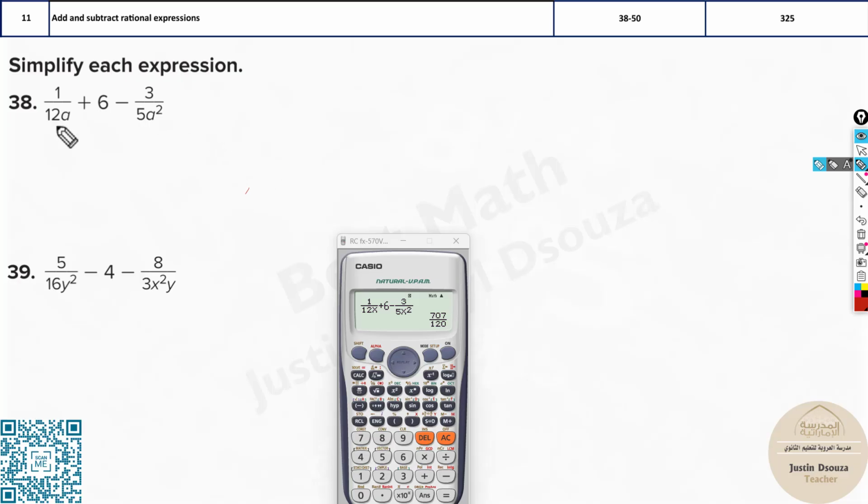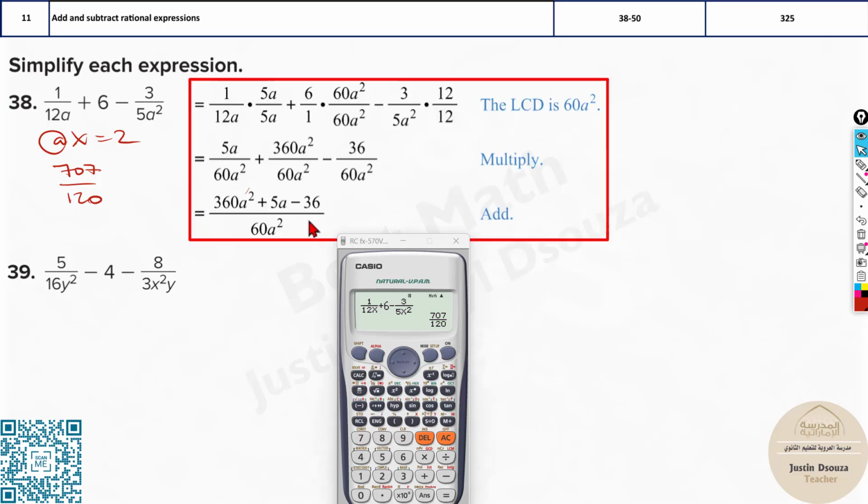Write it out. At x is equal to 2, what's the value we're getting? 707 by 120. Now here you need to have the options. Since this is a choice-based question, we can easily solve this. Look into the options here. You can see you will have four options, right? This is the correct answer.